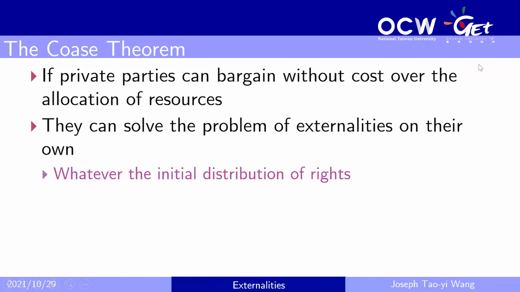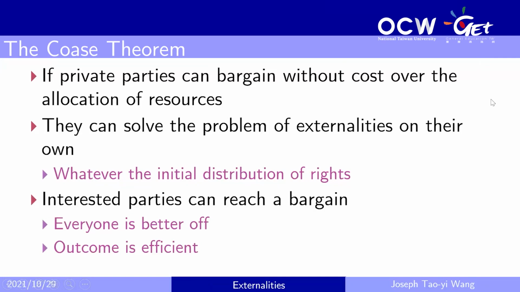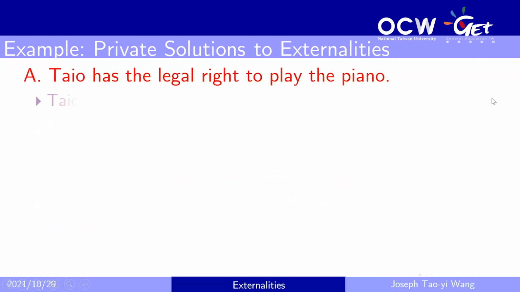So this is an outrageous claim. It's like externalities are not a problem. And of course, if the interested parties can reach an agreement, everybody's better off and the outcome is going to be efficient. So that's the essence of the claim. Okay, so to illustrate, let's think of this example.